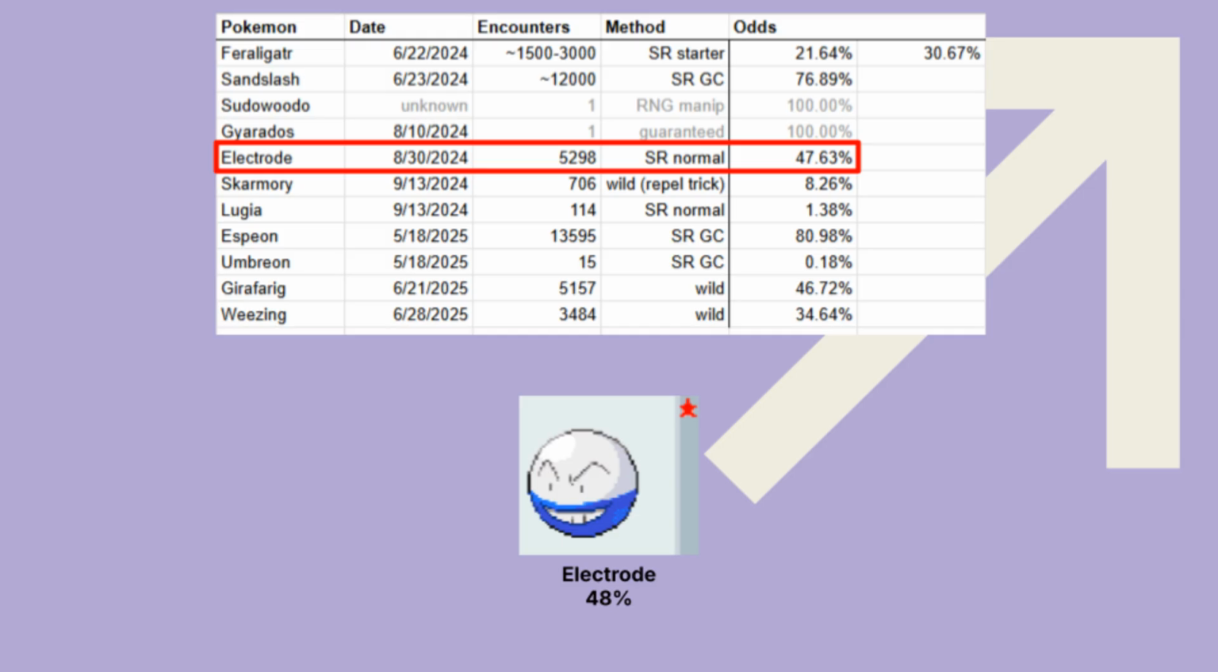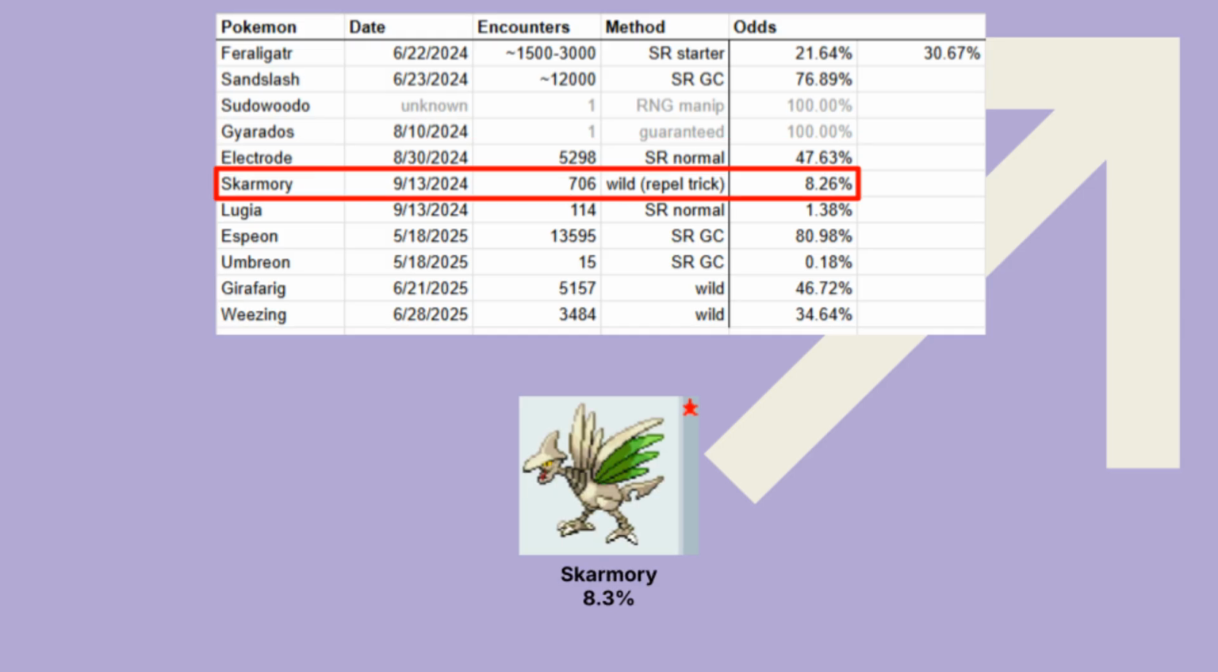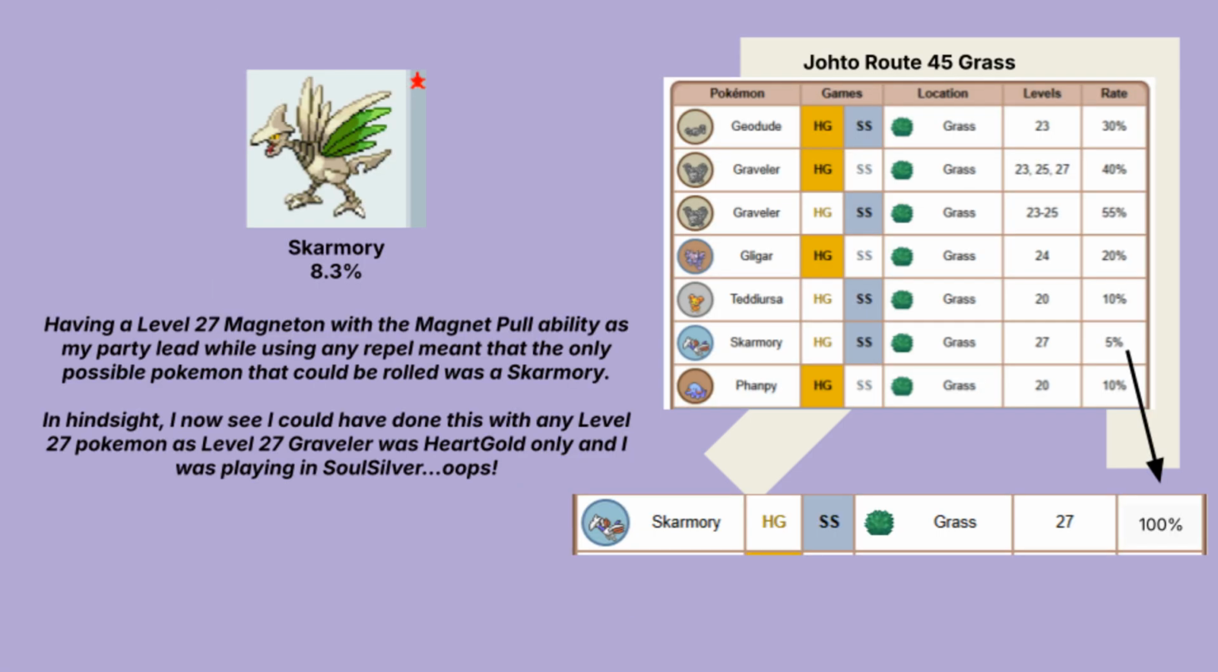Thankfully, I did not repeat Gert and got it just a bit below 50% odds. The next notable hunt was for a shiny Skarmory. This one was special, as I abused a certain overworld ability of Magnet Pull, which increases the odds of you finding a Steel type when a Pokemon with that ability is the lead.